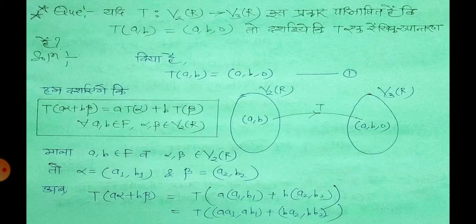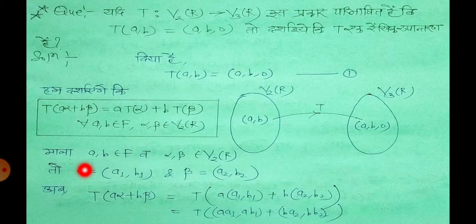In the previous question we proved two properties: T of alpha plus beta is equal to T alpha plus T beta, and second, T of a alpha is equal to a T of alpha. Here we will prove a single property. First suppose a, b belong to capital F and alpha, beta belong to V2(R). Then since alpha and beta are elements of V2(R), and V2(R) is a collection of two-tuples, alpha is in the form (a1, b1) suppose, and beta is in the form (a2, b2).